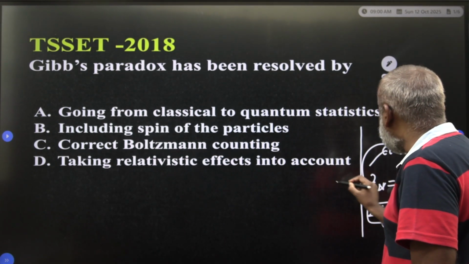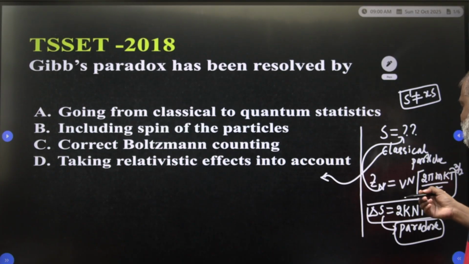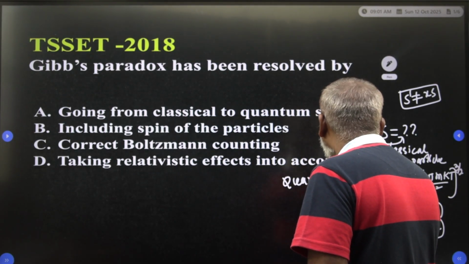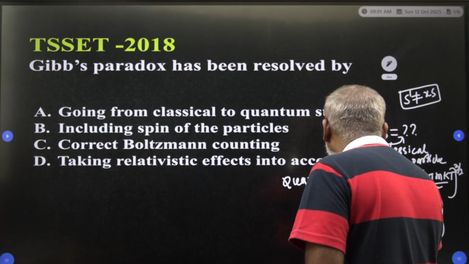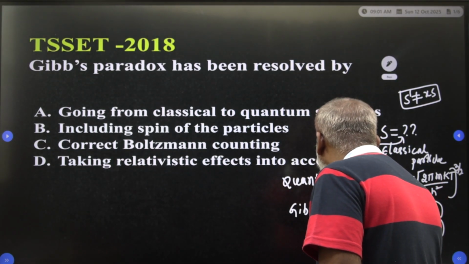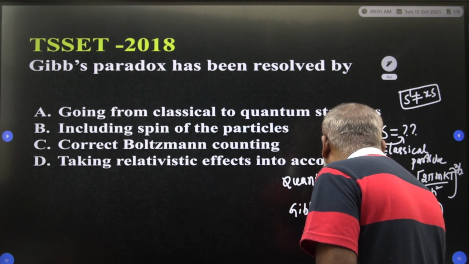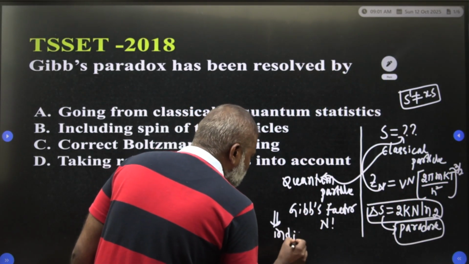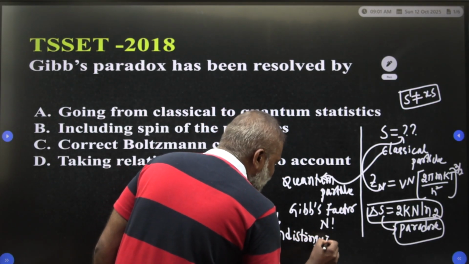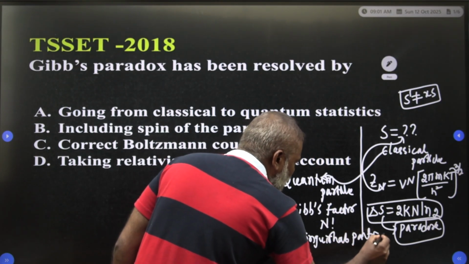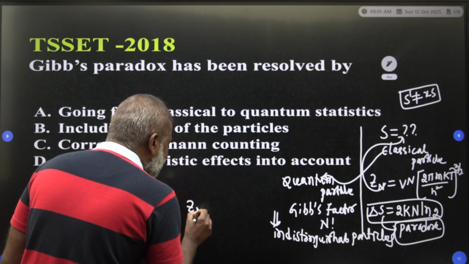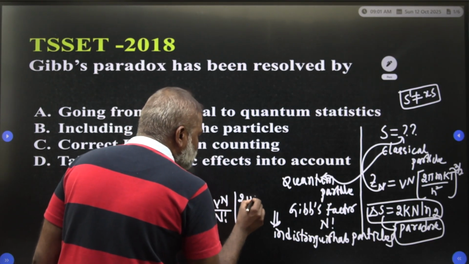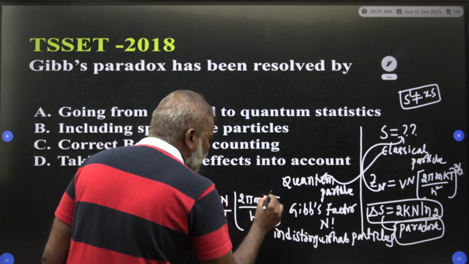You have taken this as a classical particle, so this is a distinguishable particle. That's why you have to consider a quantum particle. If you consider a quantum particle, Gibbs introduced one factor, that factor we call n factorial. So those particles we call indistinguishable particles. For indistinguishable particles, your partition function is equal to V to the power of n divided by n factorial, times (2 pi mkT divided by h square) all to the power of 3 by 2.